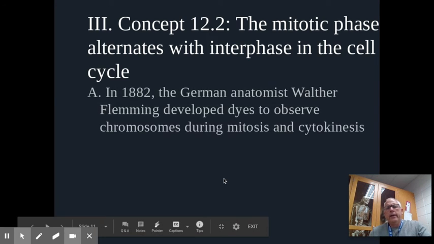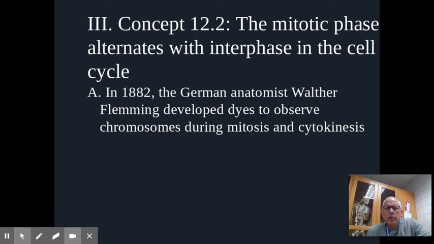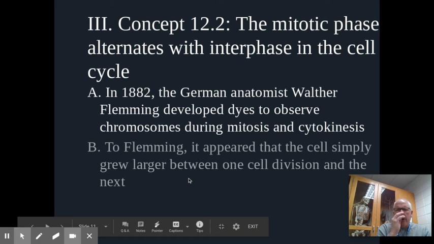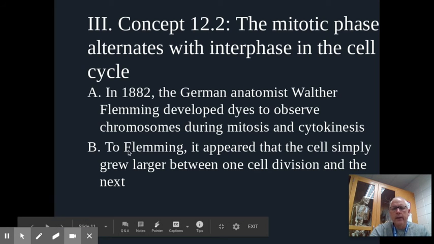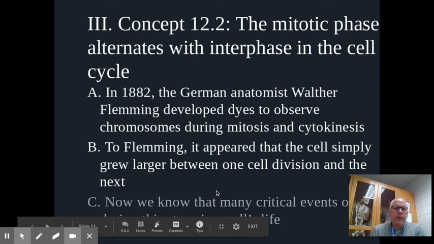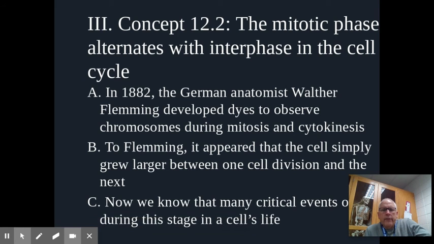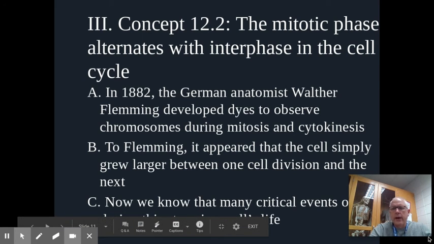In 1882, a German anatomist named Walter Fleming developed dyes to observe chromosomes during mitosis and cytokinesis. And that really got the ball rolling on our knowledge about how cells go through life. Now, he wasn't totally right on his theory. He thought that cells appeared to grow larger between one cell division to the next. We know that that's not true today. We know that in actuality, there are some major critical events that take place during the life cycle of a cell.